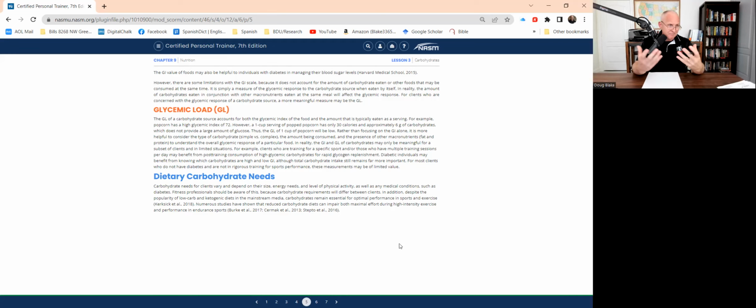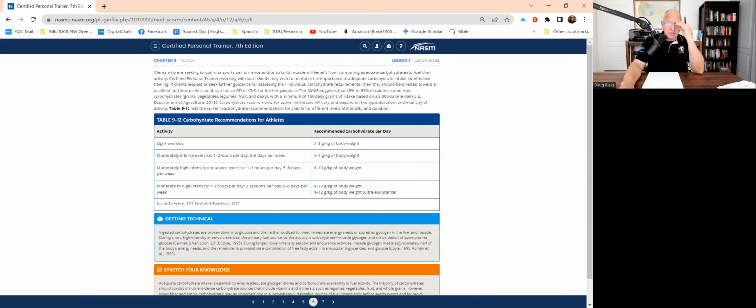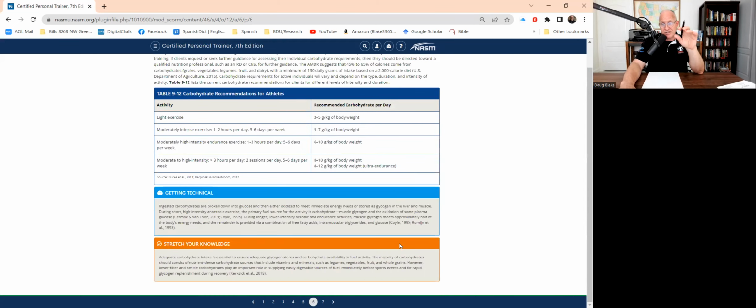For instance, any highly processed breads, any highly processed food products generally are going to be high on the glycemic load, because there's a lot of carbohydrate packed into a bagel, just as a for instance. So dietary carbohydrate needs, this is again one of those issues. Table 9-12 is an important table from a real world perspective, but folks, I'll be honest with you. You can memorize the chart.